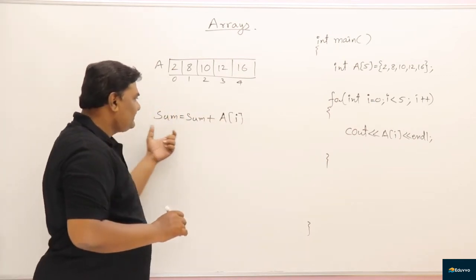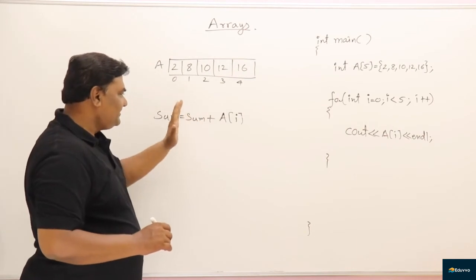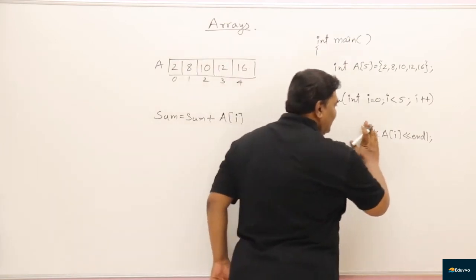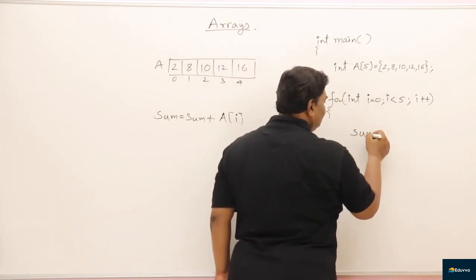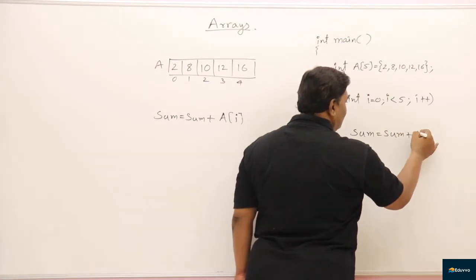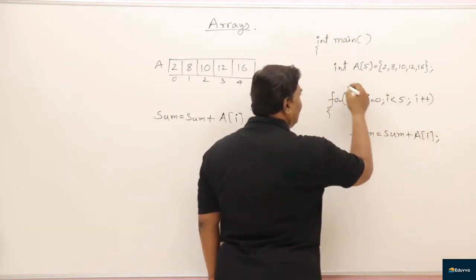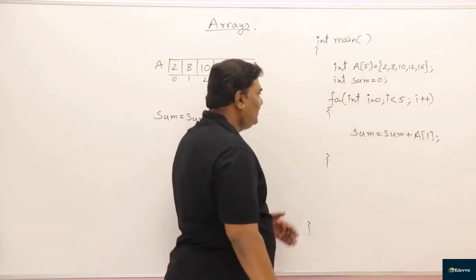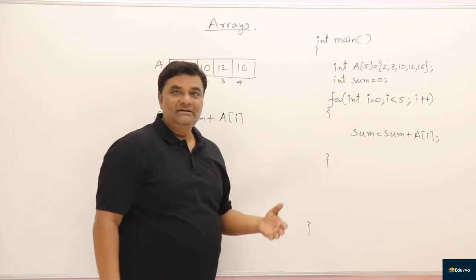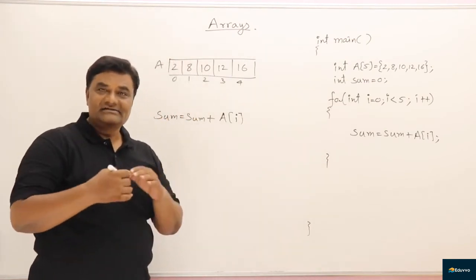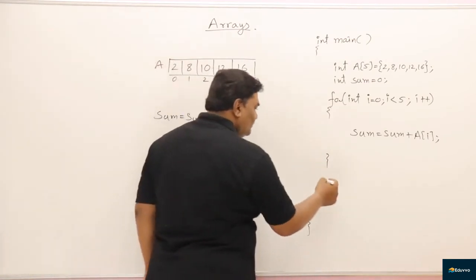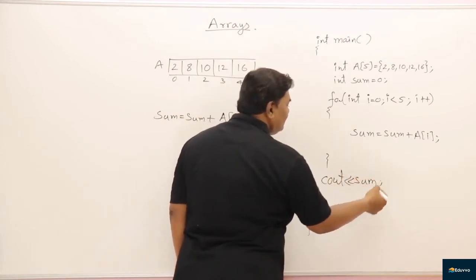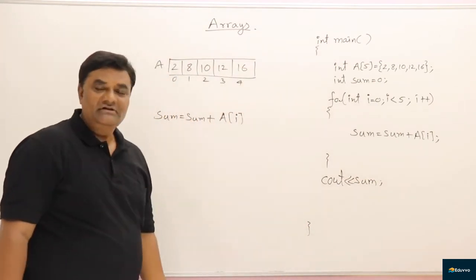Now you must be familiar with this type of statement. Sum will initially start with 0, 0 plus a of I. So instead of displaying, I will simply write here sum assign sum plus a of I. And here I need one variable sum, which should initially be 0. With the running of this loop, all the elements are added one by one in sum, and after the loop I should display the result, cout sum.